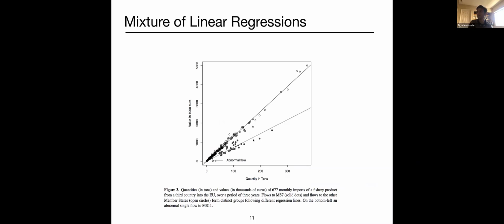So just by looking at this, it's not like one line explains the mapping from quantity to values. It's actually 2 lines, right? For different nations, the prices are different. Therefore, there are 2 models over here. Okay, so this is a mixture of linear regression.